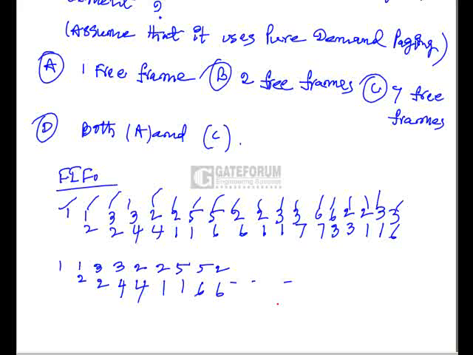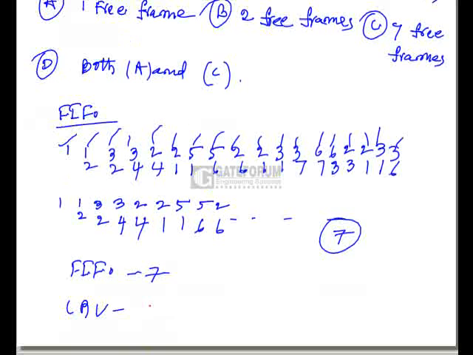Now if you take the algorithms of all these 3, we can have something. For FIFO you may get 7 faults. If you take the number of free frames as 7, for LRU you will get 7 faults. For optimal also you will get 7 faults. For all these, 7 faults are there. So for 7 free frames and for one free frame, we will have the same number of page faults for all the algorithms.